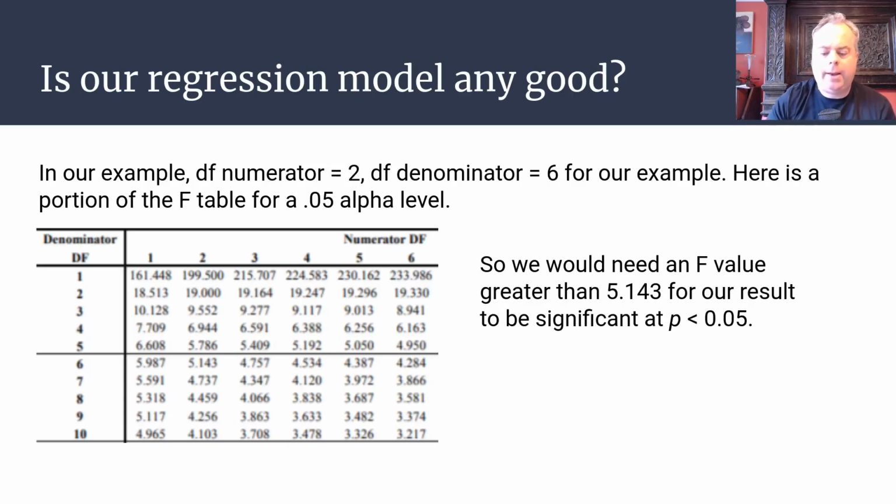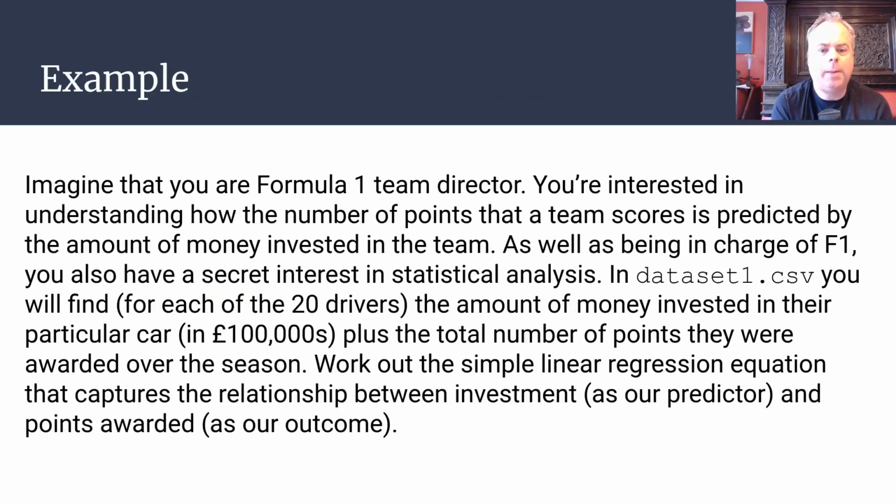And we can look up in an F table the case where our numerator has got 2 degrees of freedom, and our denominator has got 6 degrees of freedom. There's 6 there, which gives us a critical F value of 5.143. So for this particular setup, we need to calculate or find an F value that's greater than 5.143 for a result to be significant at an alpha level of 0.05 or less. Okay, so that's kind of how we would do this if we were looking it up in an F table.